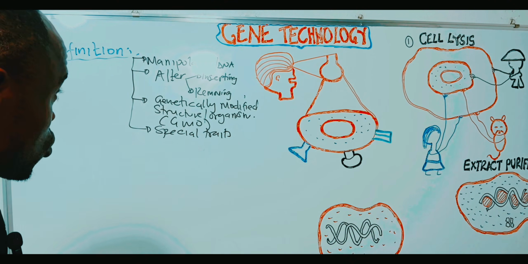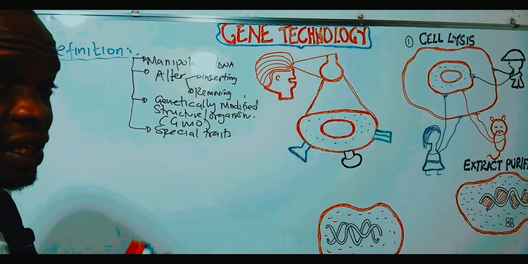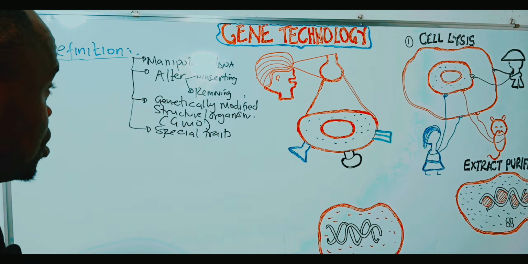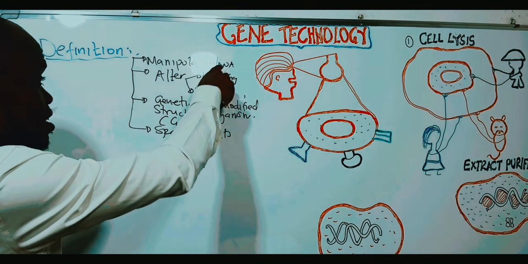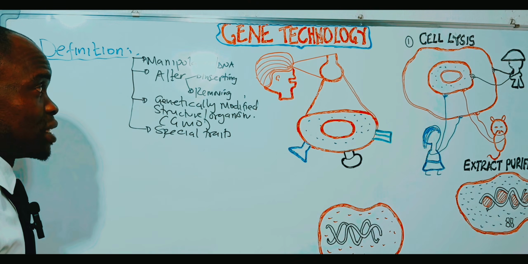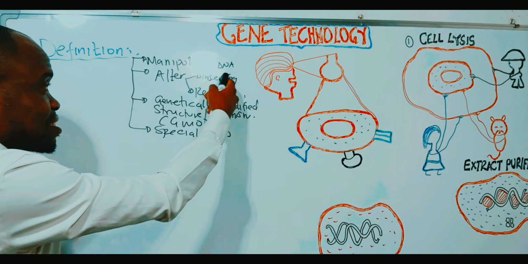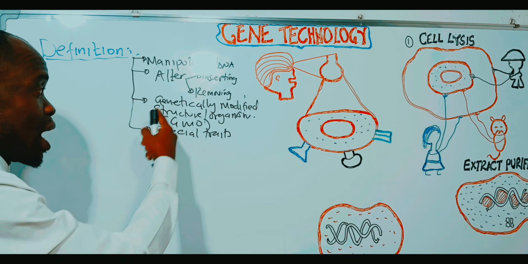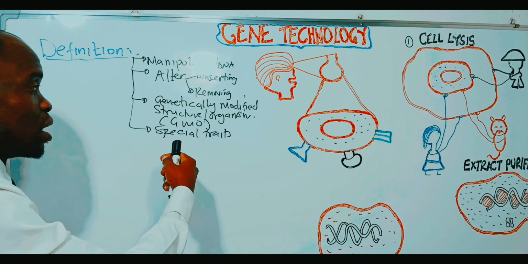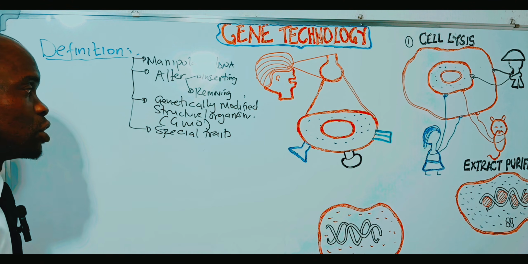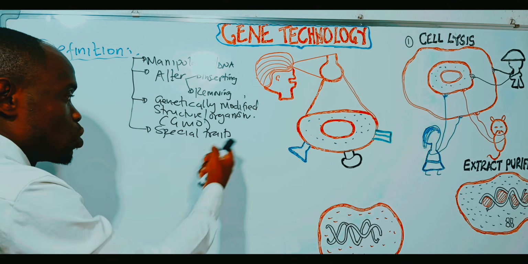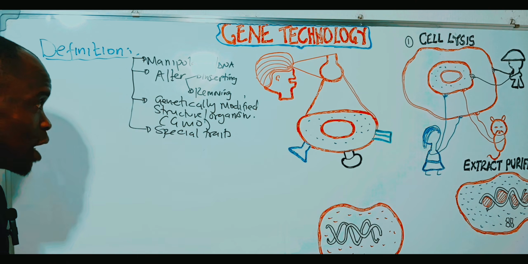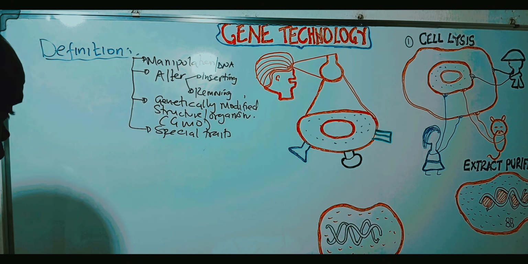That means based on these keywords, they can guide me to come up with a definition of gene technology. You get? So gene technology refers to the manipulation of the DNA of an organism, by altering it through inserting or removing DNA, I mean inserting or removing genes, so as to develop or come up with a genetically modified organism with special traits. You get? Within a given population, members.